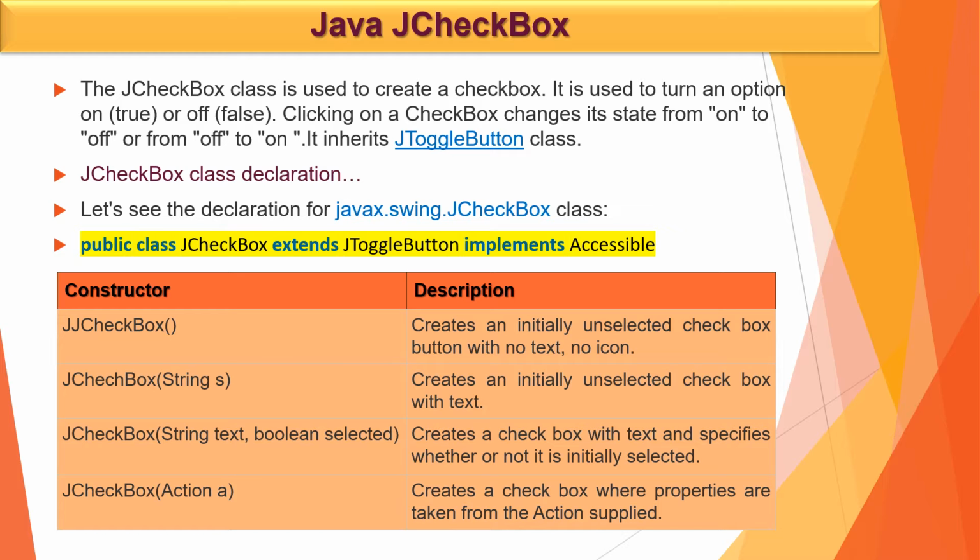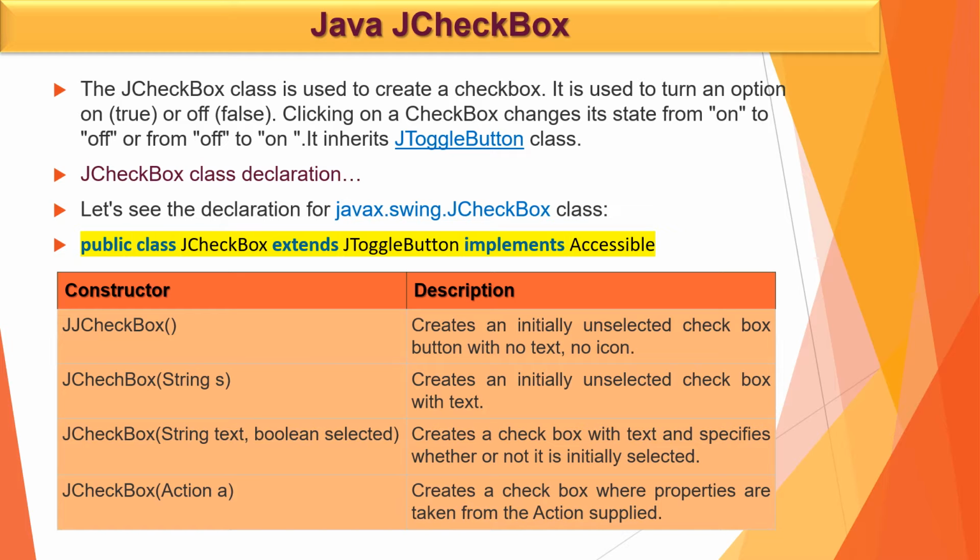So this will inherit the JToggleButton class. The JCheckbox class declaration is as follows, for the javax.swing.JCheckbox class. The declaration syntax is: public class JCheckbox extends JToggleButton implements Accessible. So this is exactly the syntax of JCheckbox.